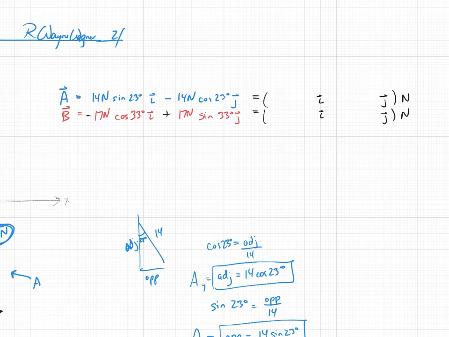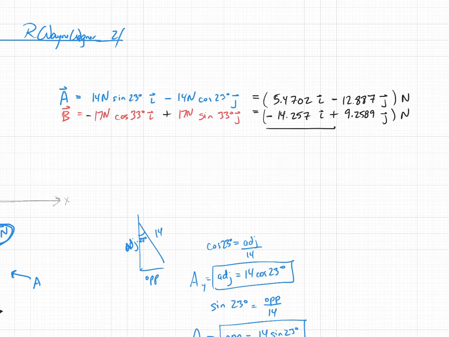So 14 sine of 23 is 5.4702. And in the j, we're going to get negative. So 14 cosine 23 is negative 12.887. Okay, and so similarly, I'm going to get some numbers here, and it's going to be 14.27257, excuse me, and 9.2589. Okay, so since I'm adding the two of these, that's going to give me my resultant.